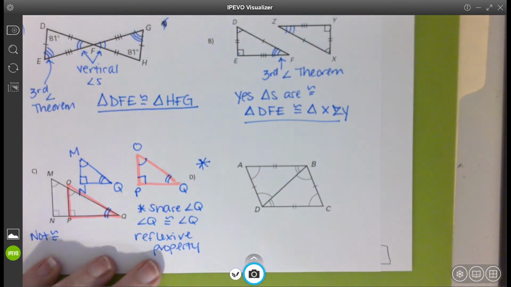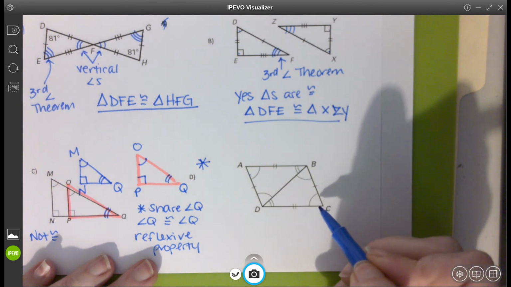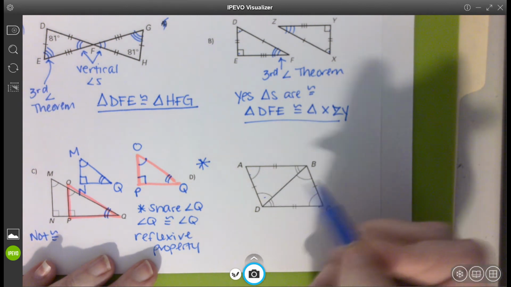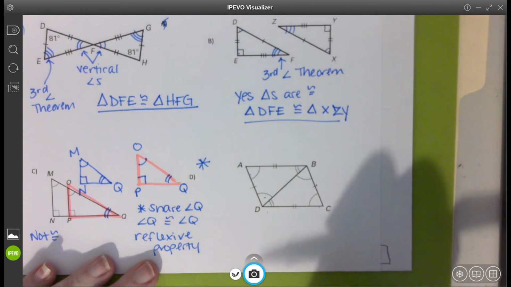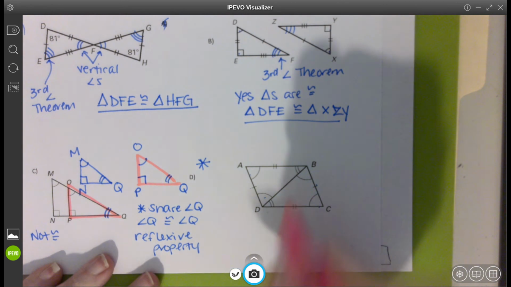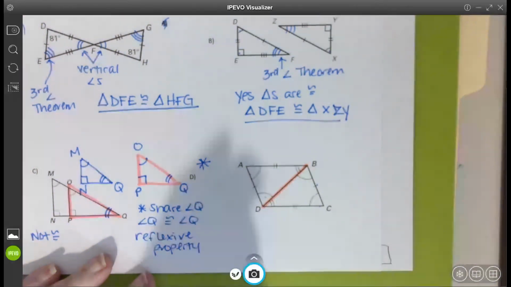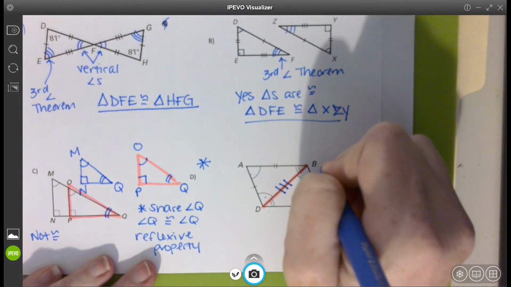So our last one, we can see we have 1 pair, 2 pairs, 3 pairs. So I already have my angles paired up, done. Now I need to check my sides. I have 1 pair, 2 pairs. Now something special here is that they share this side. So that means BD is the same length in both triangles. So I could actually mark this off. I'm going to write BD is shared.